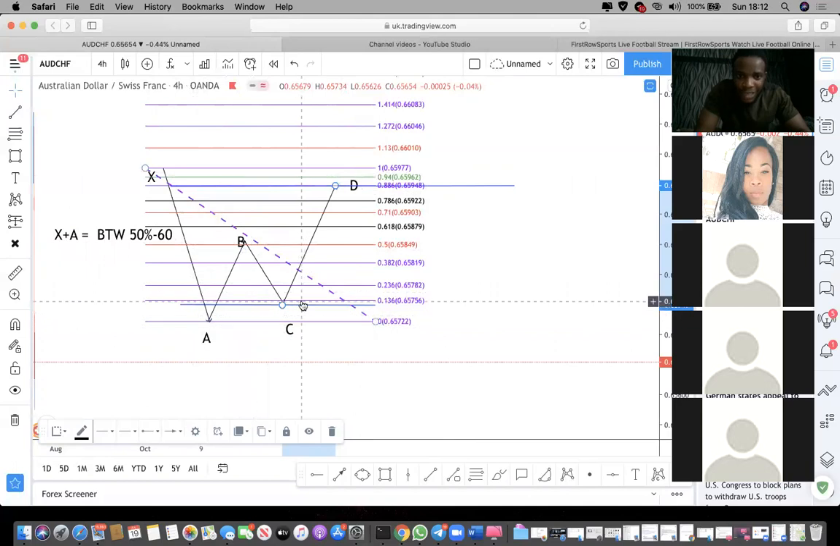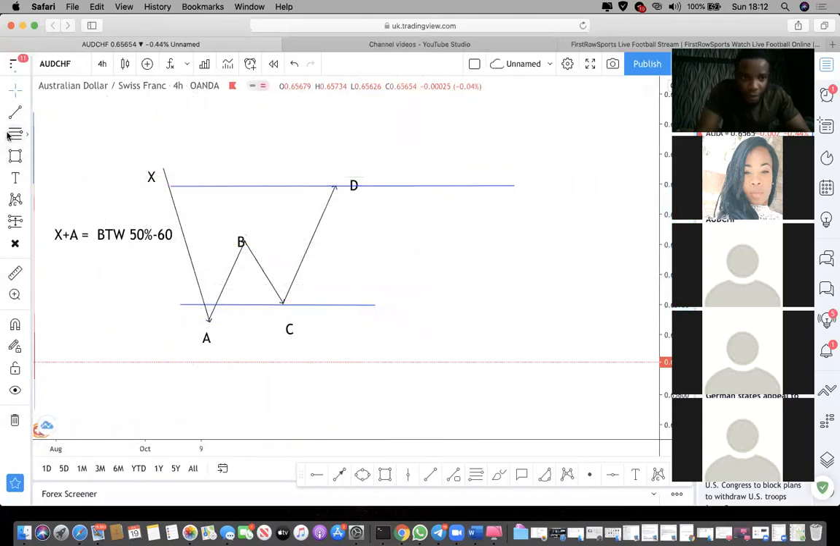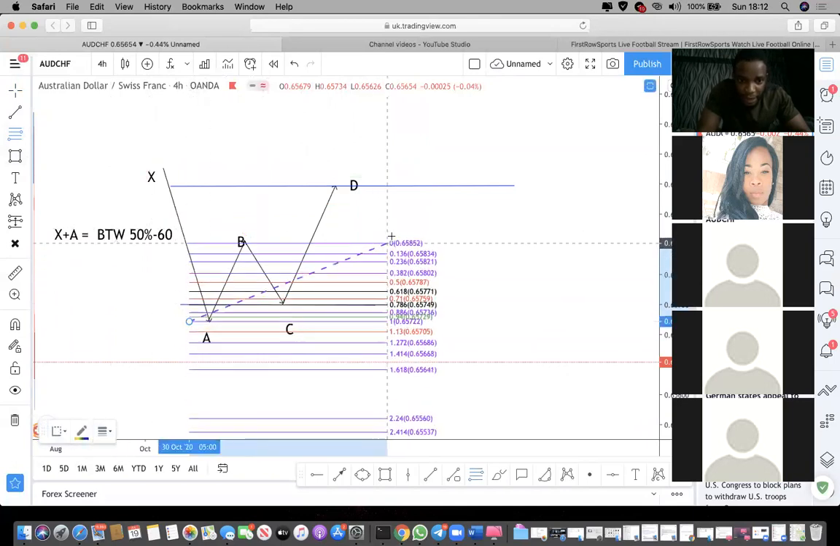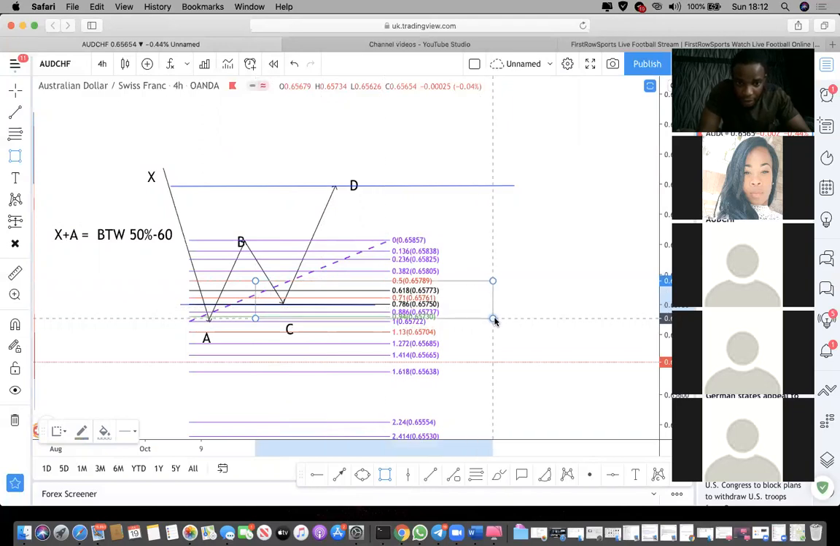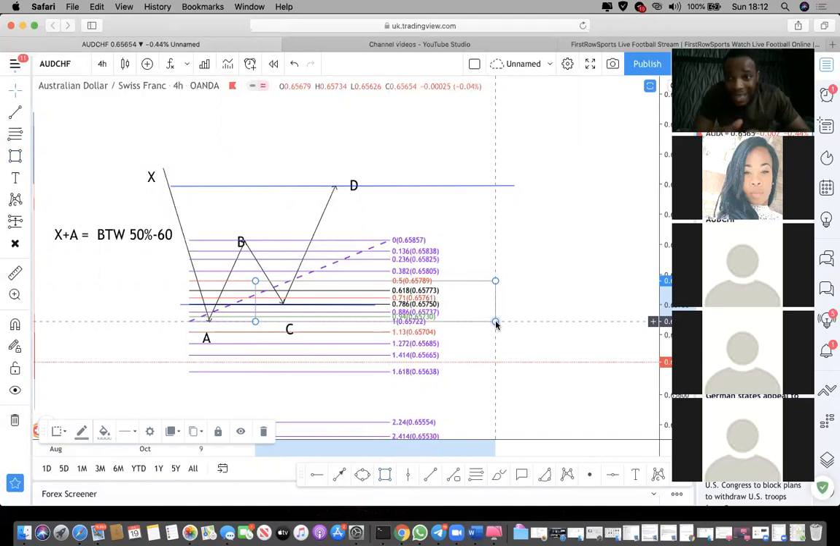How do we find C? We're going to take this fib off. And C is going to be from A to B. We need a minimum retracement of 50%. So everywhere below this 50% is accepted. A minimum of 50%. Even up until the 100% is still okay. Immediately it goes past 100%, it's no more a back pattern.